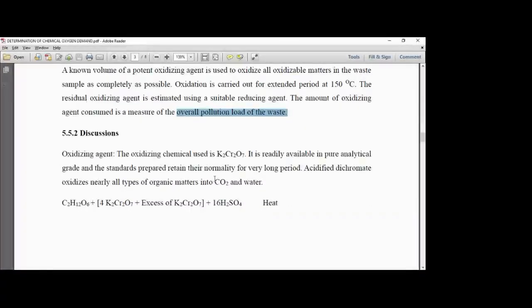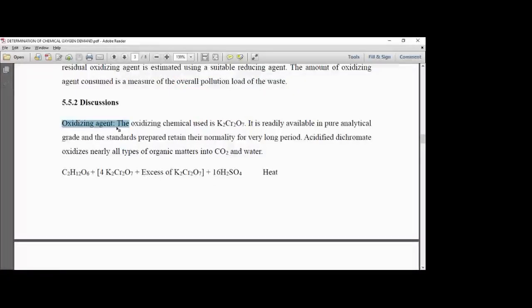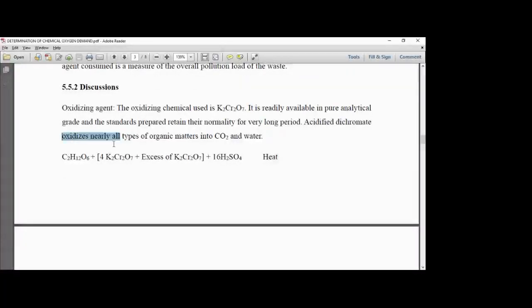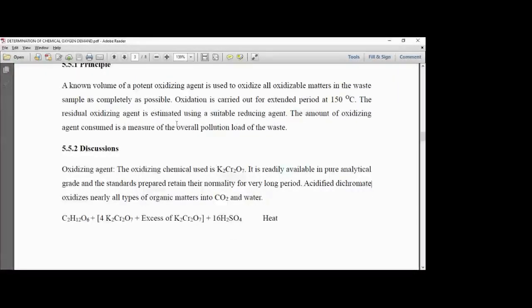So now there are some discussions. Oxidizing agent: here we have already said that we are going to use K2Cr2O7. It is readily available in the pure analytical form, and the standards prepared retain their normality for a long period. Acidified dichromate oxidizes nearly all types of organic matter into CO2 and water. So here acidified dichromate is required. I told you the potent oxidizing agent, that is K2Cr2O7. I have also told you the suitable reducing agent, that is ferrous ammonium sulfate.